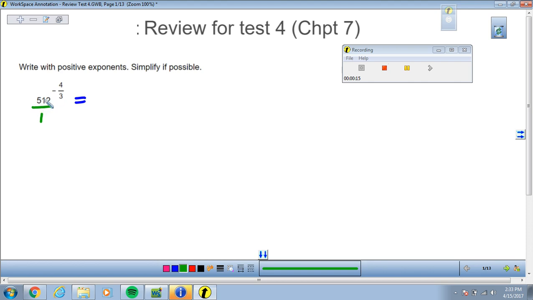The base is the 512. The base is what's raised to an exponent. So if it is not a fraction, you put it over 1, and then you do the reciprocal, which is 1 over 512. When you do that, the exponent switches to positive when you flip around the fraction like this.